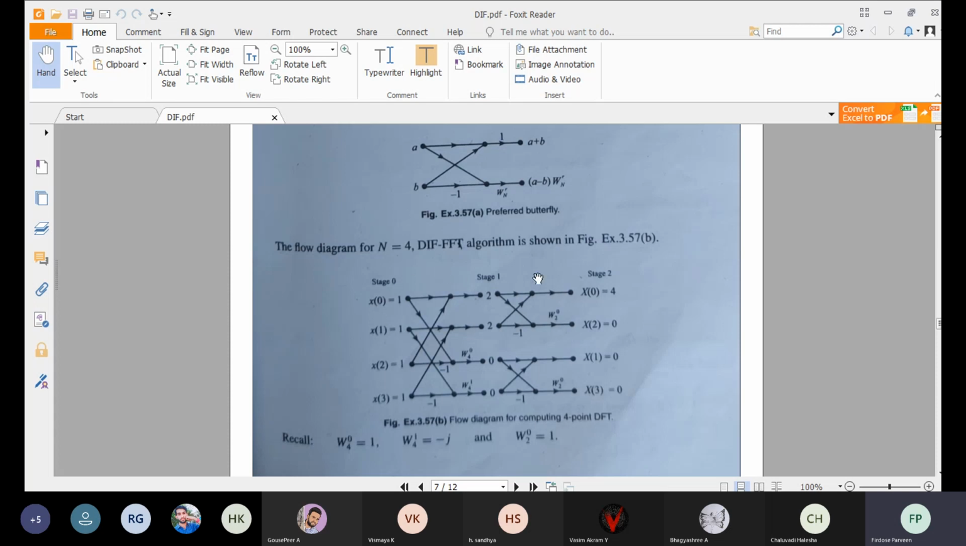Then going for the second stage. In the second stage, what are we having here? 2.